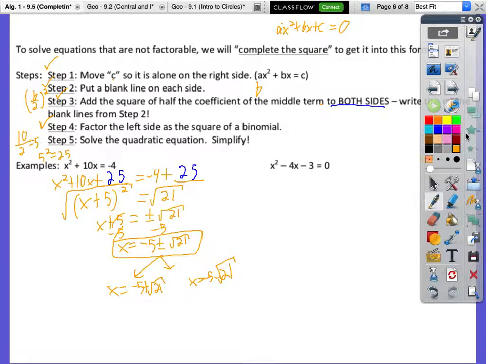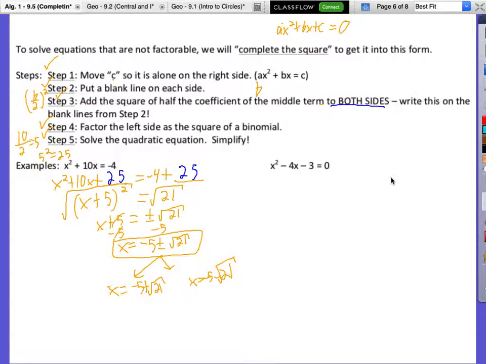We're going to try the second one as well. So, our first step says to move C. Let me check off step 5. Okay, our first step says move C so it is alone on the right side. Do we have to do that step this time? Yeah, what's our C that we have to move? 3. How do we move that thing? You add 3 to both sides, right? So we have x squared minus 4x is equal to 3. Okay? So that's the first step. We move C so it's alone on the right side. We have only our x's on our left side.